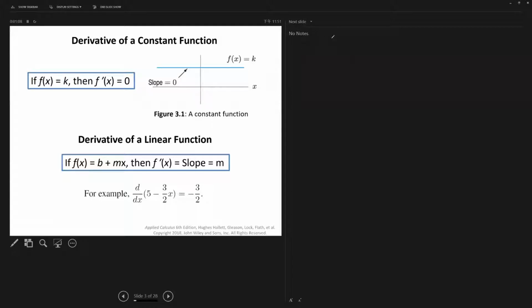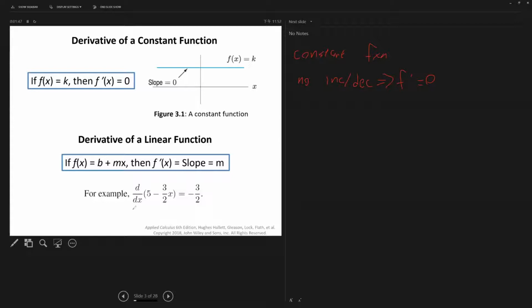Now, a constant function, not increasing or decreasing. Therefore, f prime is always 0. Now, if you have a linear function in the form of the slope intercept, mx plus b or b plus mx, then we know that the derivative of function represents the slope. Now, since the slope for a linear function is always the same, then f prime is just going to be equal to the slope m.